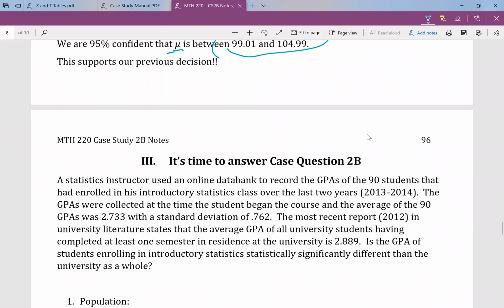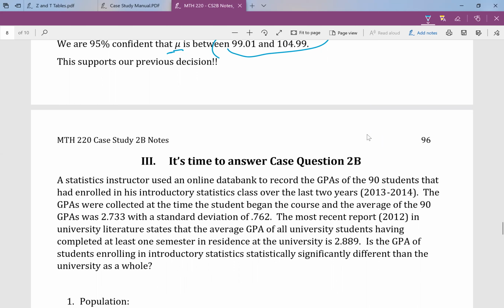A statistics instructor used an online data bank to record the GPAs of the 90 students that had enrolled in his introductory statistics class over the last 2 years. The GPAs were collected at the time the student began the course, and the average of the 90 GPAs was 2.733 with a standard deviation of 0.762. The most recent report in university literature states that the average GPA of all students having completed at least 1 semester in residence at the university is 2.889. Is the GPA of students enrolling in introductory statistics statistically significantly different than the university as a whole?